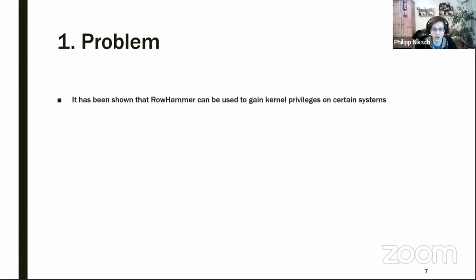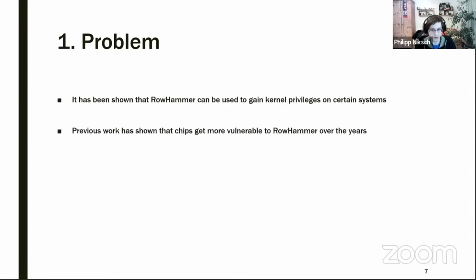One can now ask how serious this exploit can be, because targeting a specific cell would be challenging. It has been shown, however, that RowHammer can be used to gain kernel privileges on certain systems. One can also ask if more modern DRAM chips are more resilient to RowHammer. However, previous work has shown that the exact opposite is the case. Chips are getting more and more vulnerable to RowHammer.